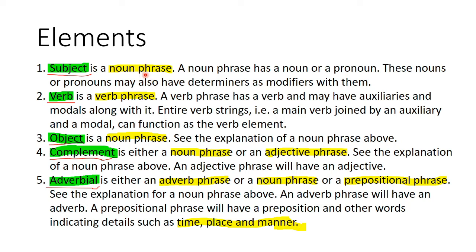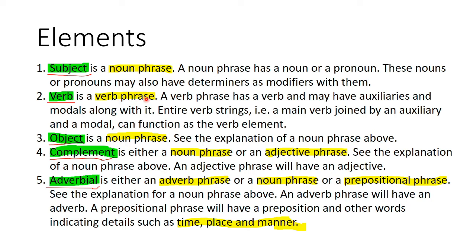So what is a noun phrase? A noun phrase is either a noun or a pronoun, and it may have determiners or adjectives as modifiers with it. A verb phrase is either the main verb, which we refer to as the finite verb, and it may also have auxiliaries and modals along with it. Auxiliaries are helping verbs such as the conjugated forms of the verb to be, like is, am, are, etc. And modals are mood verbs such as can, could, should, etc.